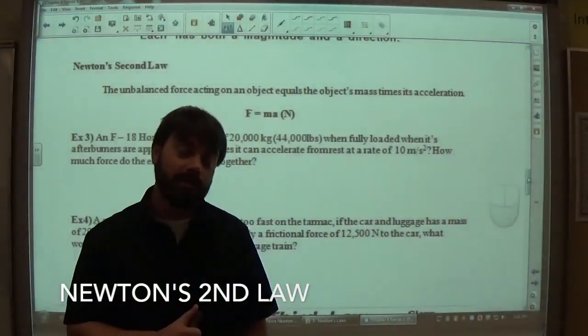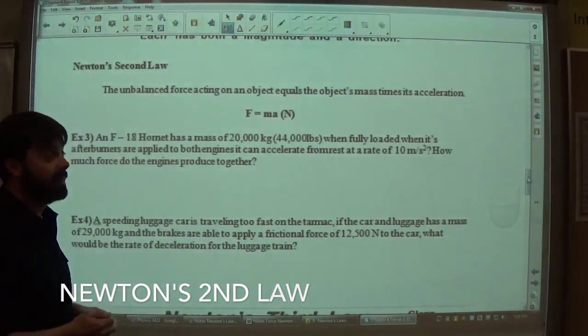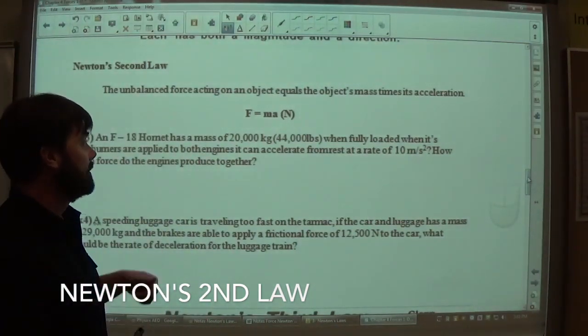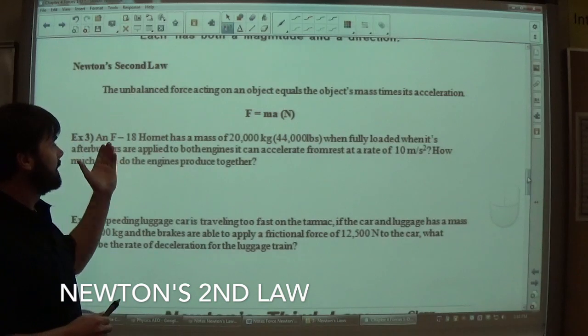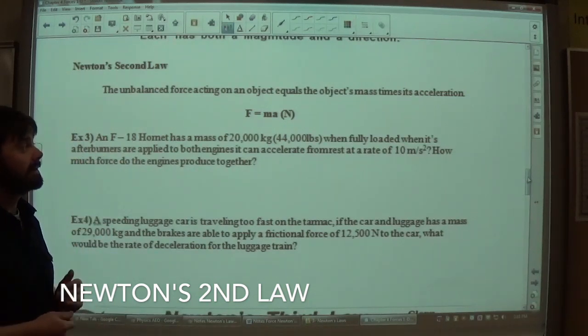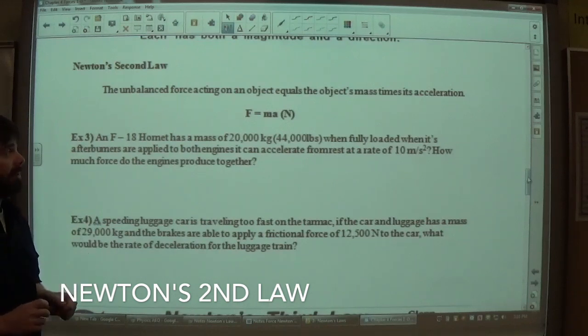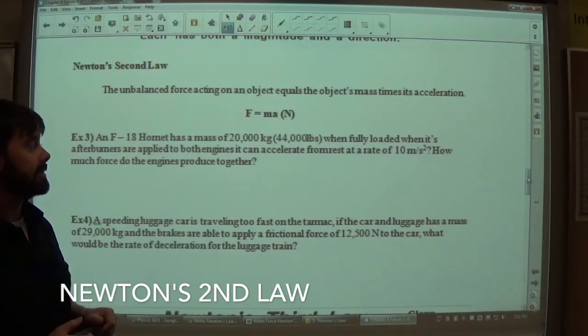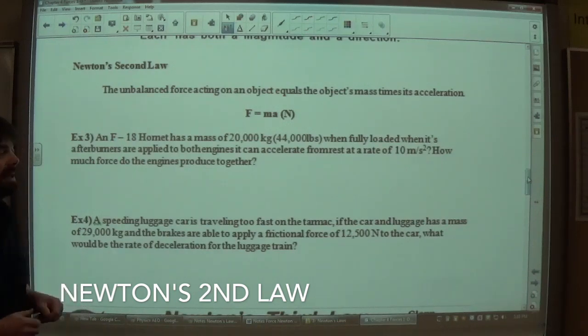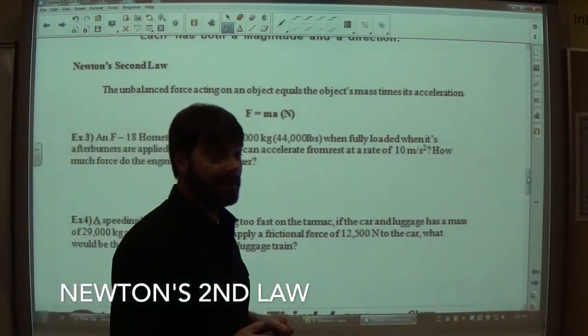In example number 3, they're talking about a fighter jet being launched from rest. It says an F-18 Hornet has a mass of 20,000 kilograms when fully loaded. Its afterburners are applied to both engines. It can accelerate from rest at a rate of 10 meters per second squared. How much force do the engines produce altogether?